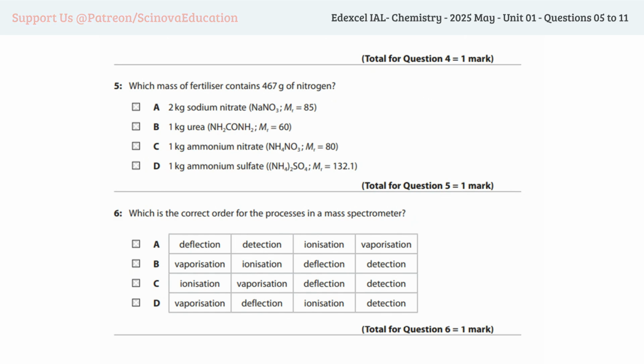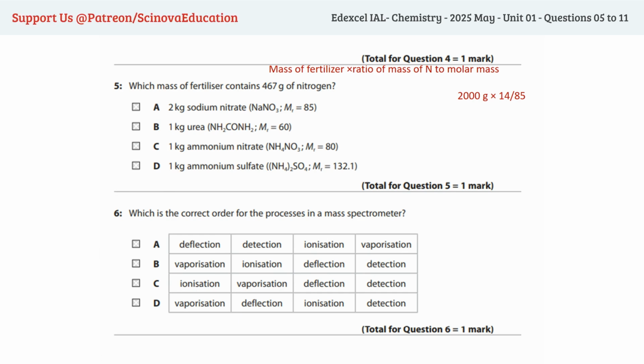You can derive an equation: mass of nitrogen equals mass of fertilizer times the ratio of mass of nitrogen to molar mass. So we'll take option A. For sodium nitrate, we have to apply the mass of fertilizer values in grams, so you end up with an answer in grams.